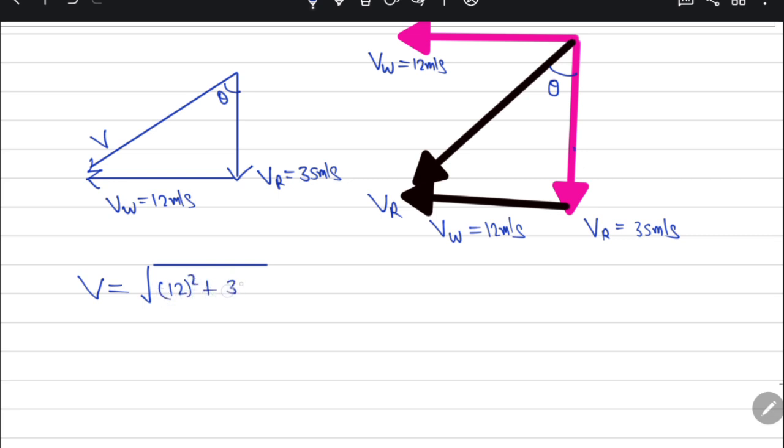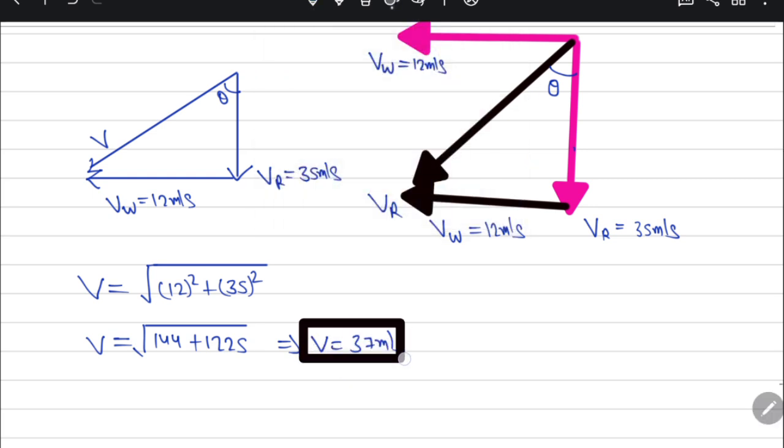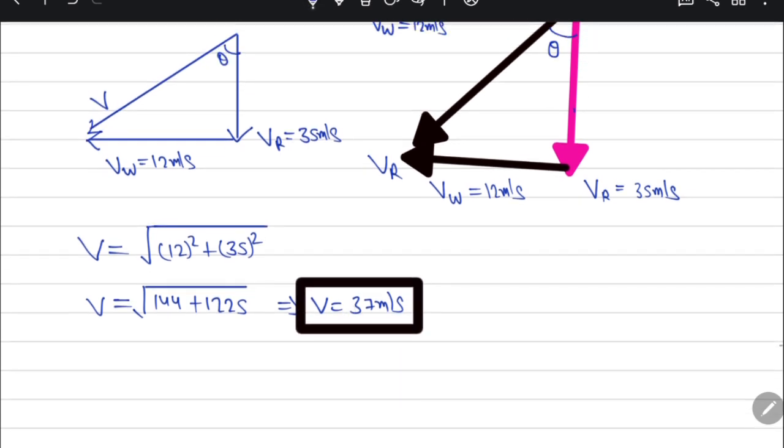12 square plus 35 square. 12 square is 144 and 35 square is basically 1225. So our resultant comes out to be the square root of 144 plus 1225. You add it, and then after that you take the square root. So this comes out to be 37 meter per second. And then after that, what to do?